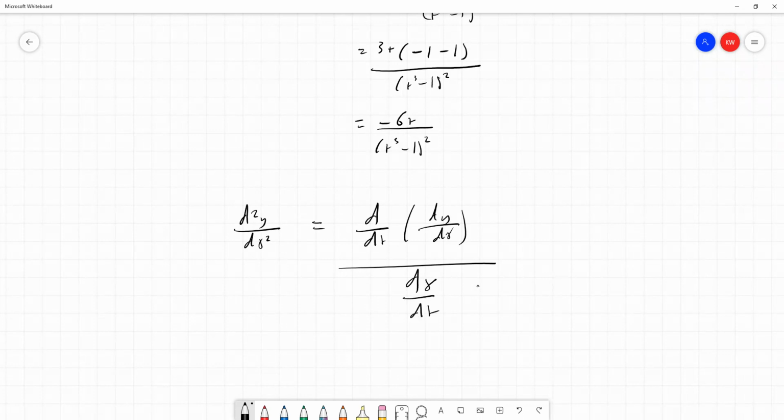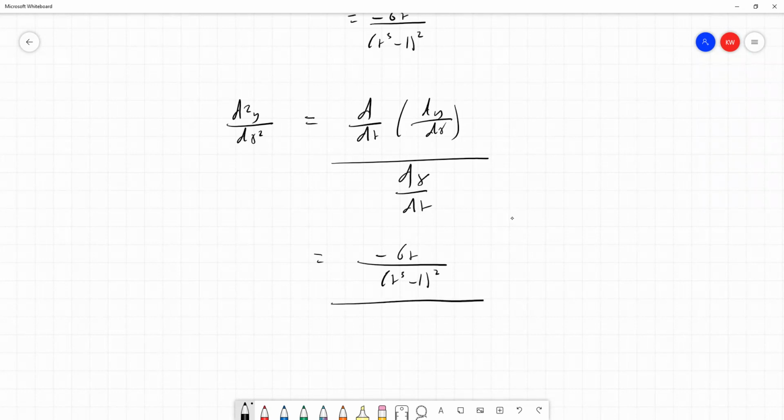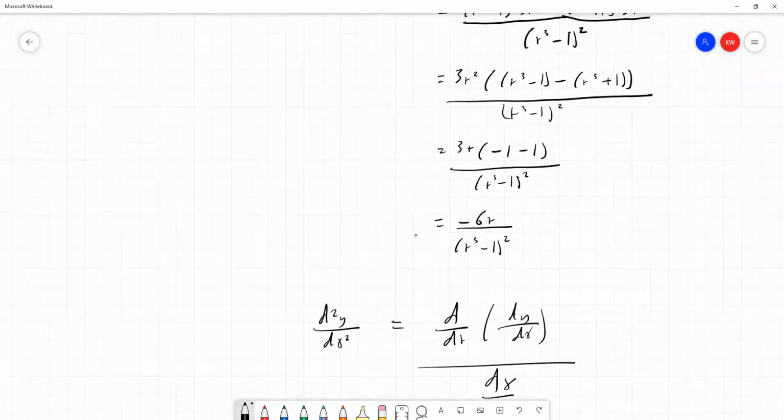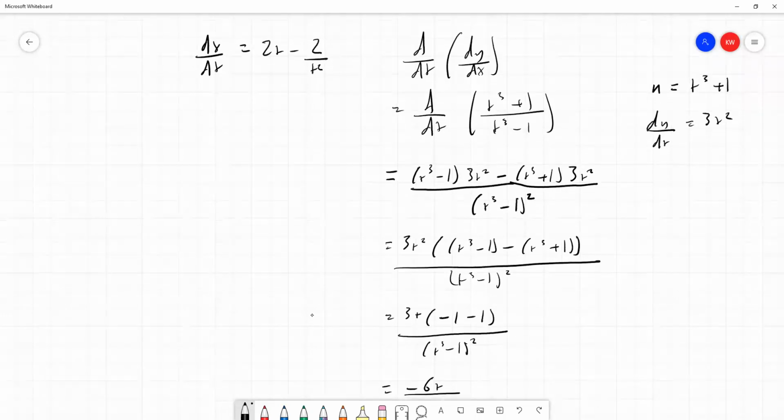So I nearly skipped a very important step there. That is equal to the value we've just found there, which is minus 6t squared divided by t cubed minus 1 squared, divided by what we found for our value for dx by dt all that time ago, which is 2t minus 2 over t squared.